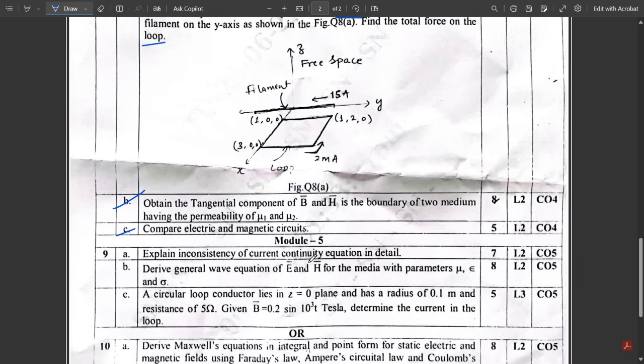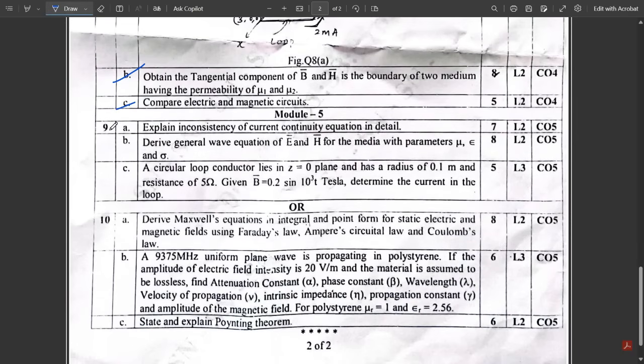Okay, very easy. Module 5, first question 9a, explain the inconsistency of current continuity. Okay, inconsistency in Ampere's law with respect to the continuity equation. I have already covered it in my video. So if you had watched that video very carefully, you could easily score this. Okay, 7 marks.